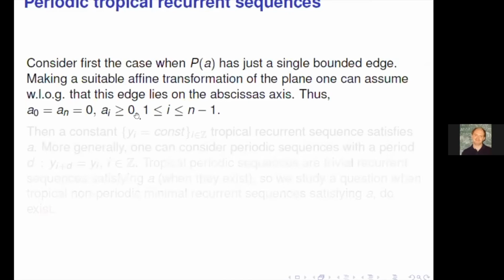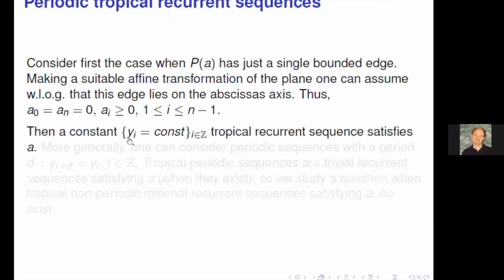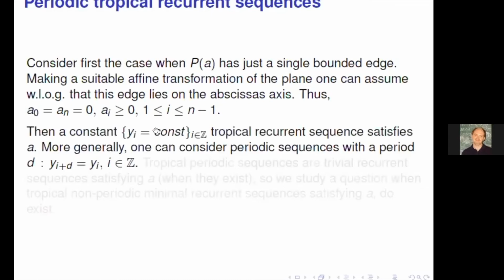So the Newton polygon has the following structure. It has two vertices at the end, two zeros at the end, for 0 and n, and the rest of the points are non-negative. Okay, then in this case, if you take a constant sequence, then it always satisfies A.